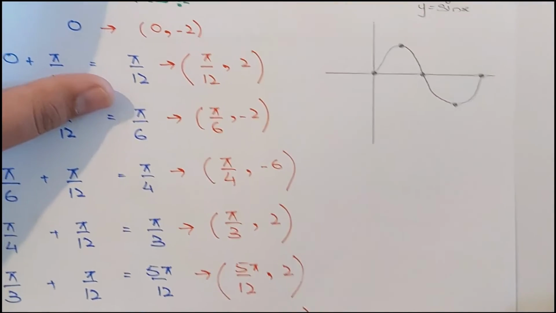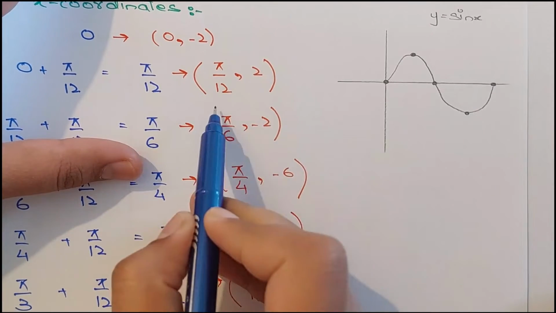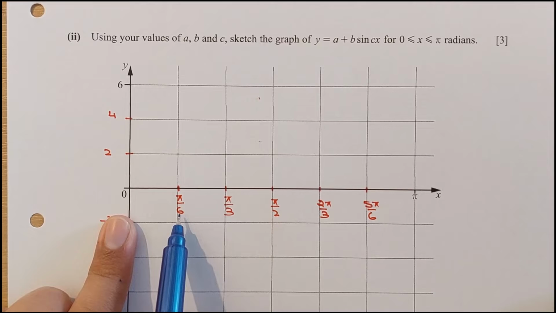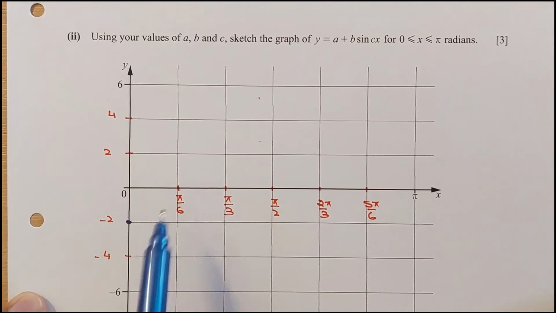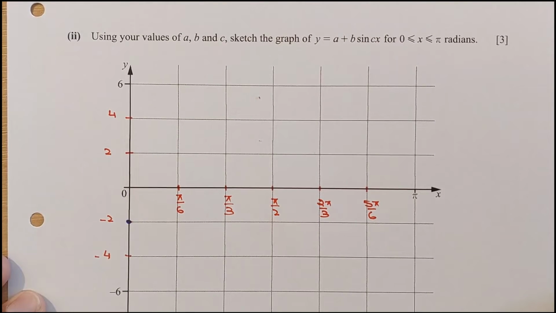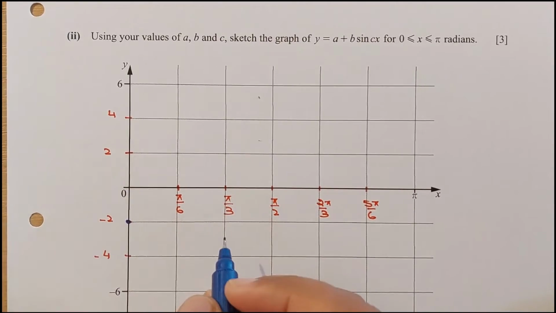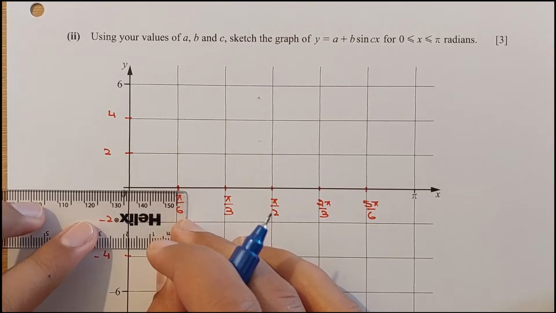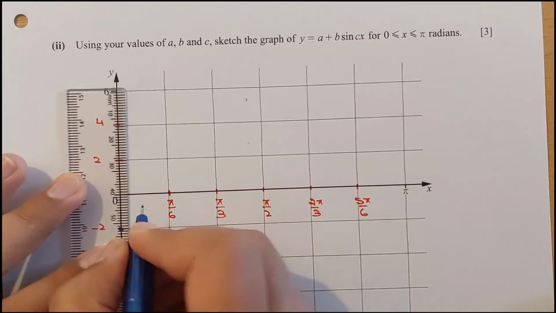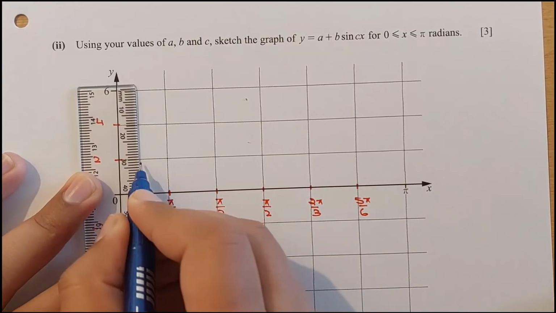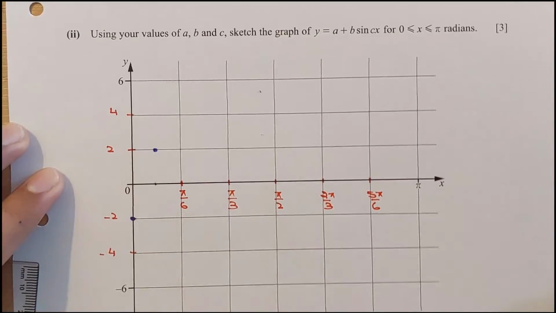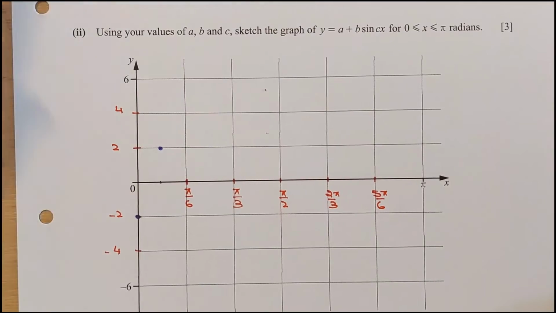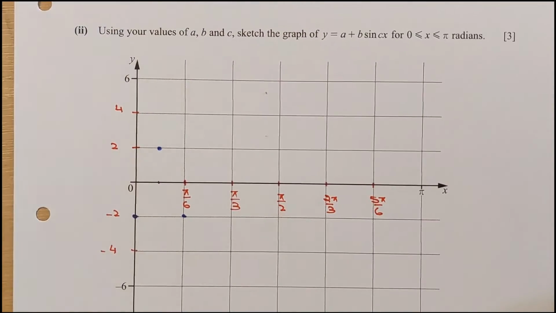Okay, now the next point is at pi by 12, we have 2. So pi by 12 lies between 0 and pi by 6, right? So this is a midpoint of 0 and pi by 6. We have pi by 12 and the point is 2. So the midpoint, the middle, we can say, let me say this is a middle one. We have 2, right? And then pi by 6, it is negative 2. Pi by 6, minus 2.